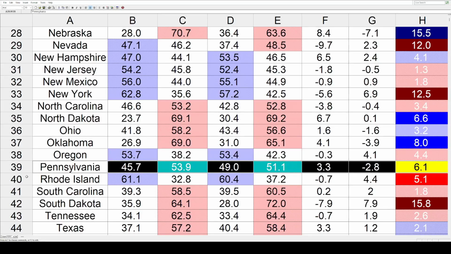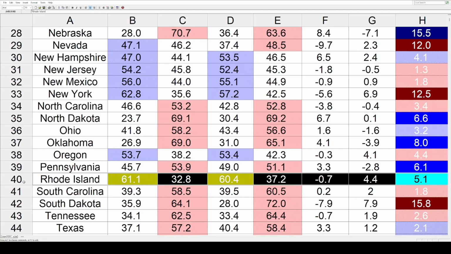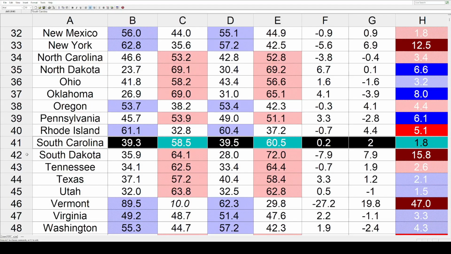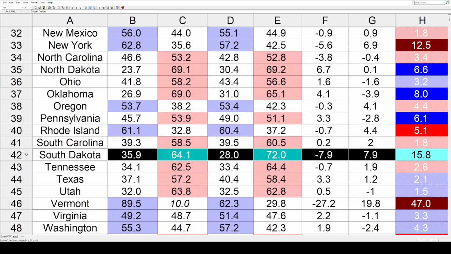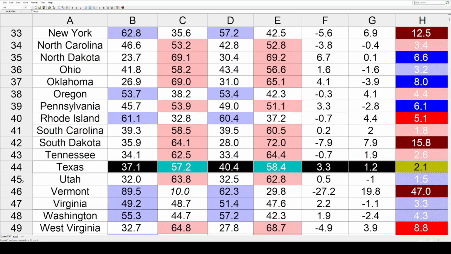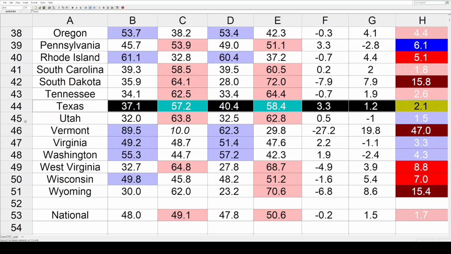Pennsylvania, bluer by 6.1. Rhode Island, toward the GOP at 5.1. South Carolina, same direction, 1.8. South Dakota, significantly redder at 15.8. And slightly redder in Tennessee at 2.6. Texas, just a little bit bluer at 2.1. Also in Utah at 1.5.